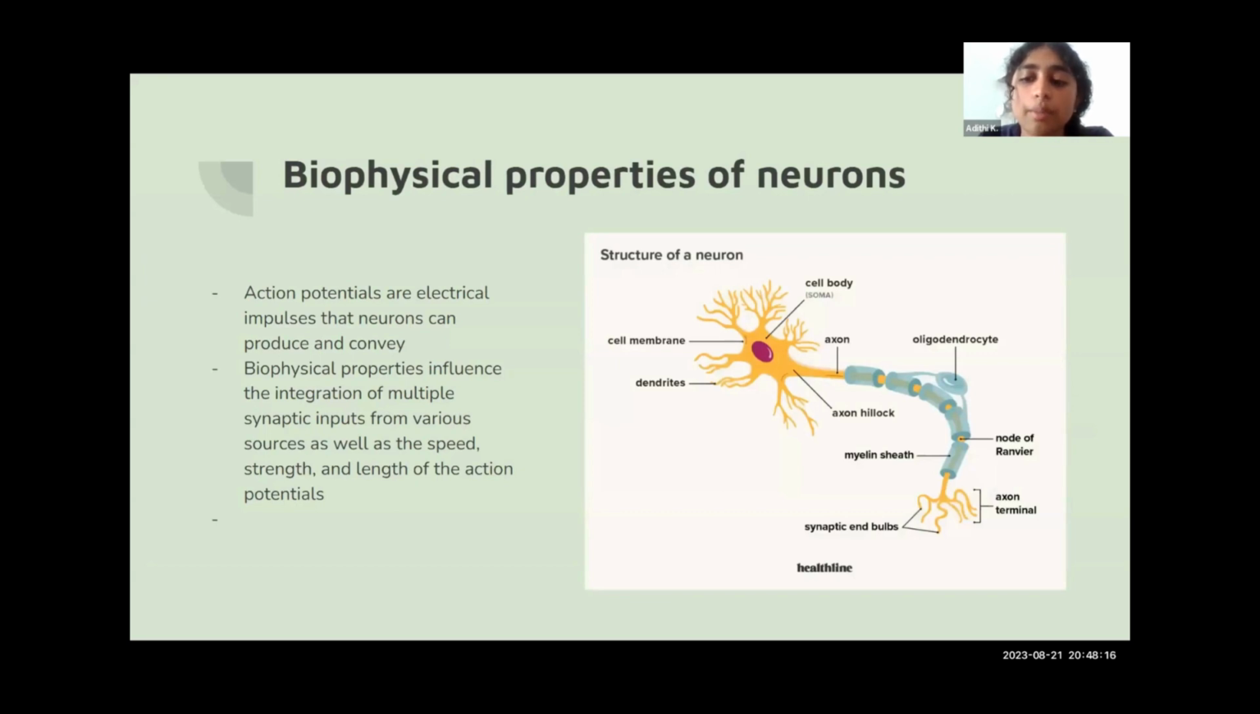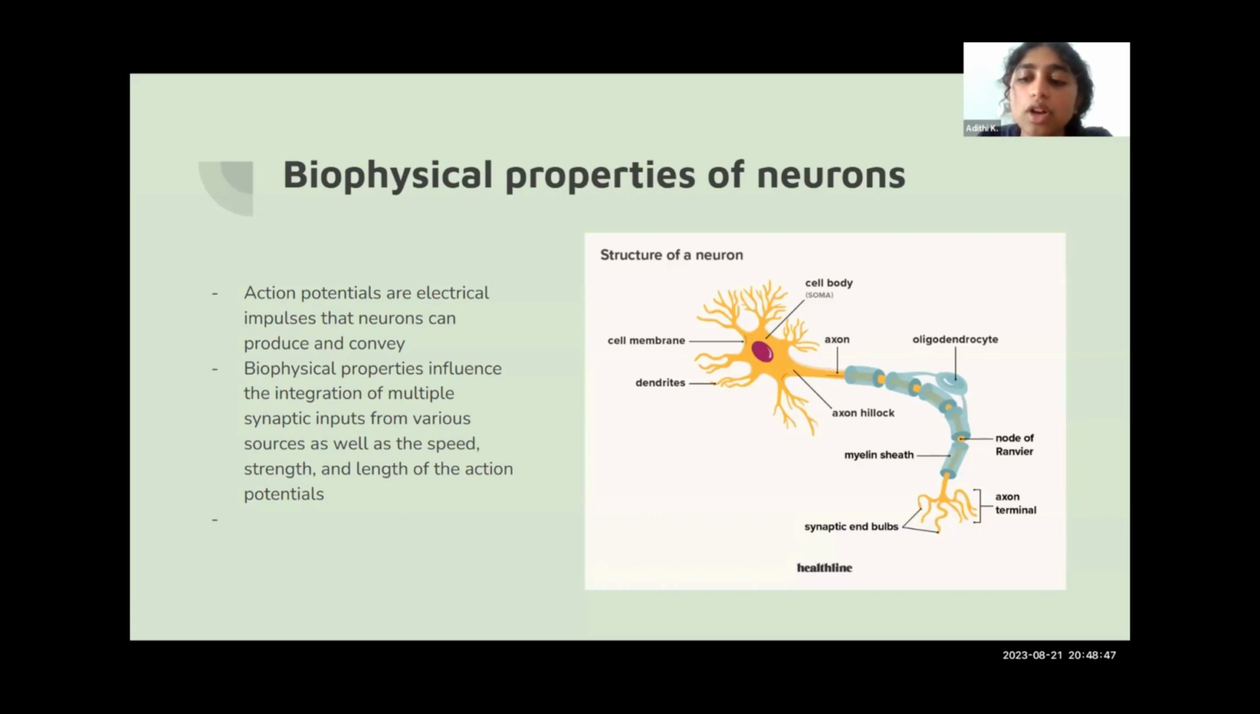So the biophysical properties of neurons. Action potentials are electrical impulses that neurons can produce and convey. The integration of synaptic inputs, as well as the generation and propagation of action potentials, are governed by the biophysical properties of neurons. These properties can include membrane resistance, axon diameter, and myelination. The membrane's capacity to hold an electric charge is known as the capacitance. The membrane's resistance to the flow of current is known as the resistance.